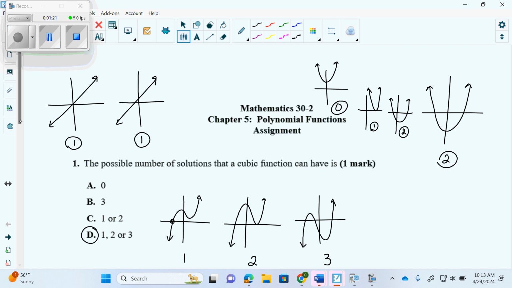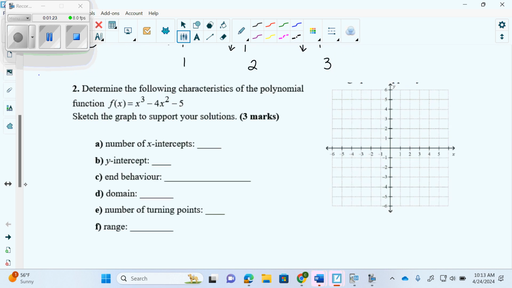All right. 2. Determine the following characteristics of the polynomial x cubed minus 4x squared minus 5. Okay, so your graph and my graph should look the same. If you didn't draw a graph, that's a problem. If your graph looks like you went over a speed bump while riding in a bus, that's another problem. If your graph doesn't have one accurate point off of your calculator, that's a problem. If it has only one accurate point, that's another problem. So it needs to be accurate and it needs to be drawn properly.